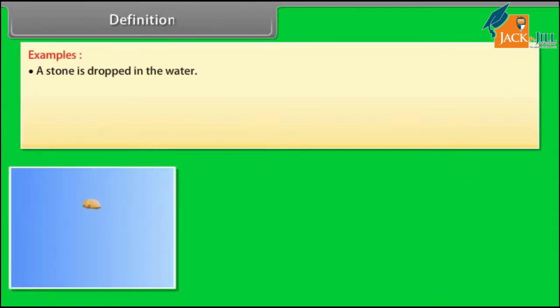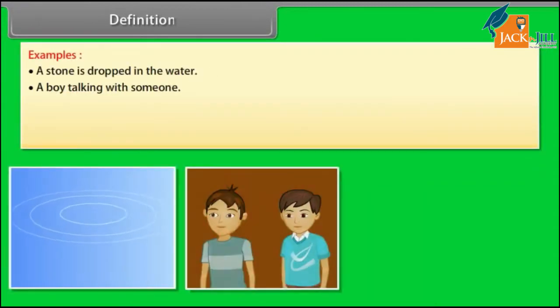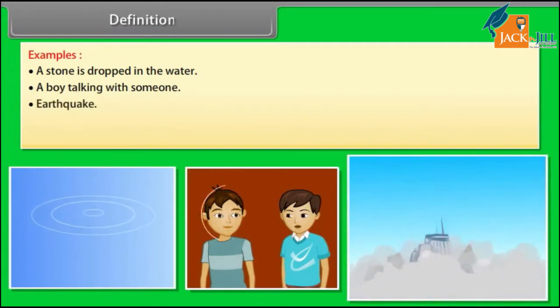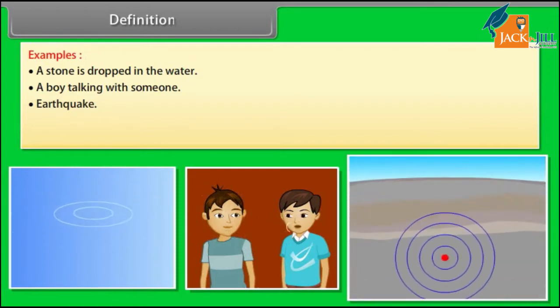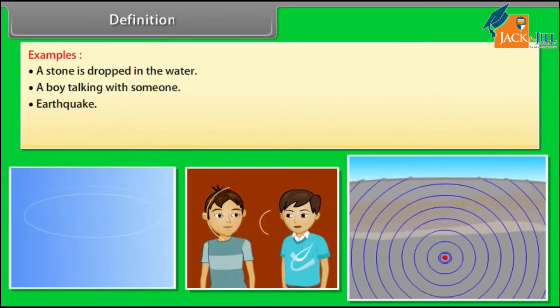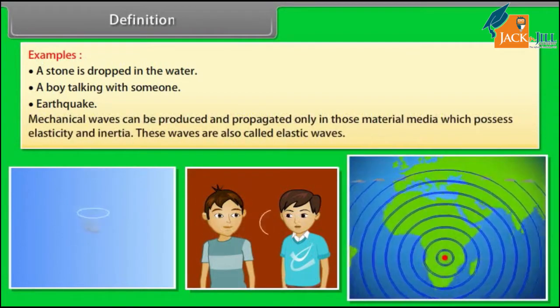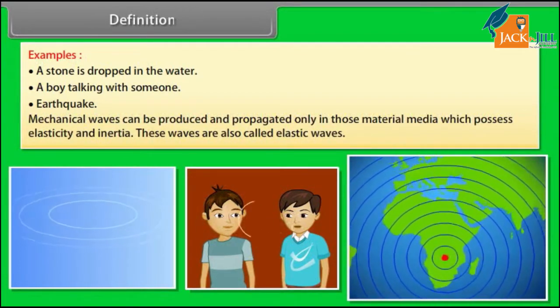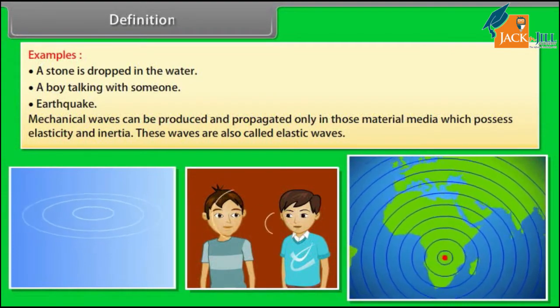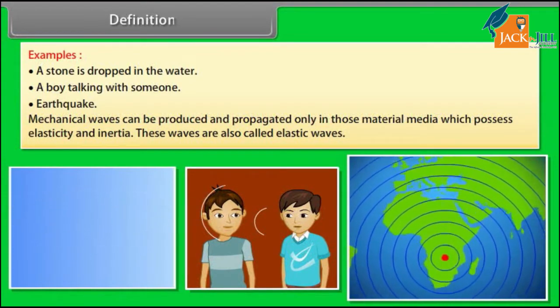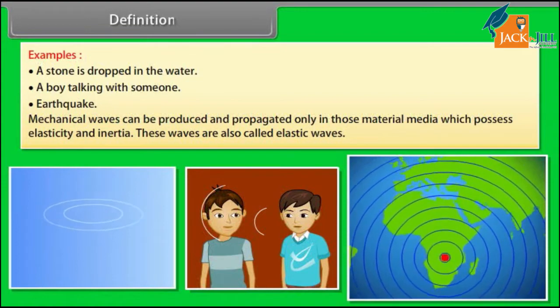A stone dropped in water, a boy talking with someone, and earthquakes are some examples of wave motion. In this chapter, we shall study about mechanical wave motion. Mechanical waves can be produced and propagated only in those material media which possess elasticity and inertia. These waves are also called elastic waves.